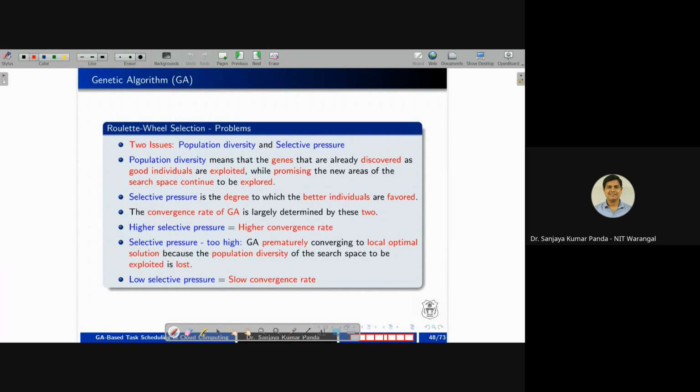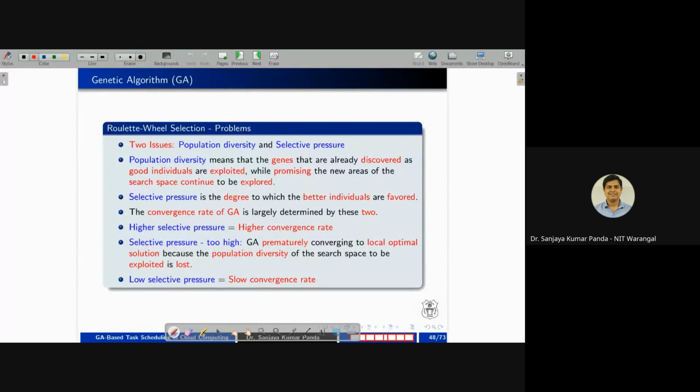Population diversity means the genes that are already discovered as good individuals. Like in the previous case, we found the good individuals are 4 and 5. They are going to be exploited, while promising new areas of the search space continue to be explored. You should also keep in mind that other populations are there that also need to be explored, because in the next generation cycle, it may happen that others perform better than this, right?